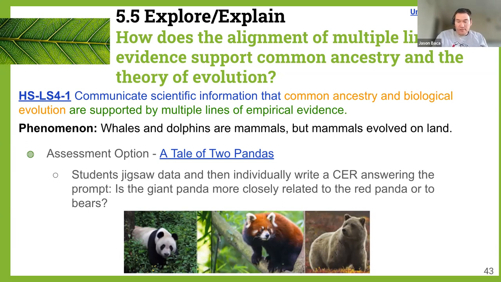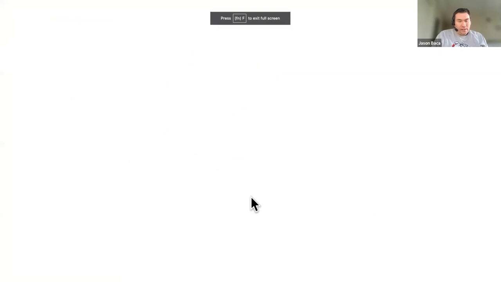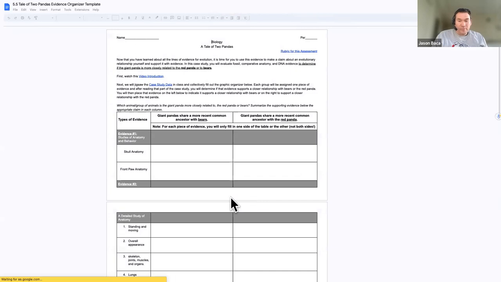So they go through and they look at the skulls, they look at the jaw. I think there's a whole thing. If you click on the Tale of Two Pandas, Charlotte, you will see it is National Panda Day.